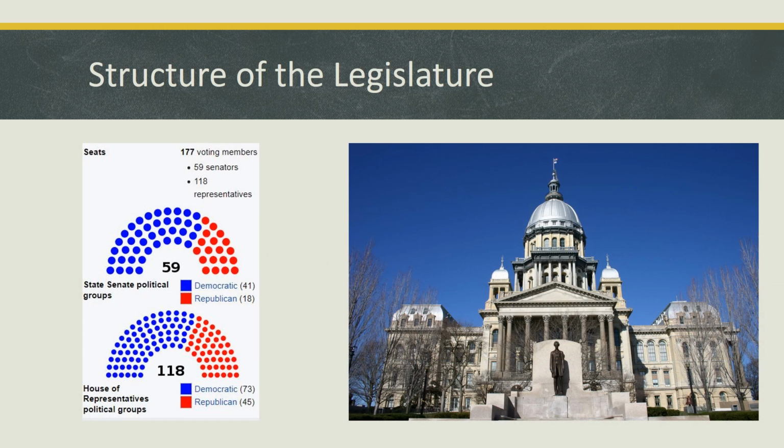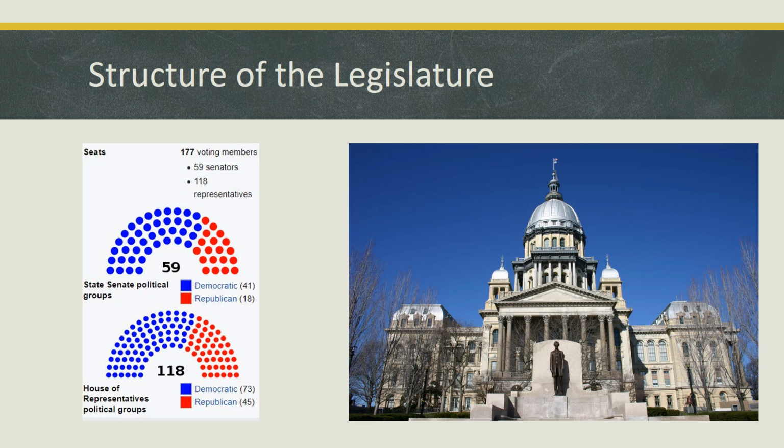The General Assembly is a bicameral legislative body, made up of two chambers. In this way, it mirrors the U.S. Congress in both structure and names. The General Assembly has a House of Representatives with 118 members and a Senate with 59. Both chambers can make their own rules for operation.